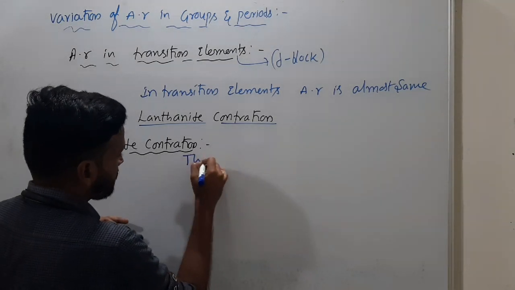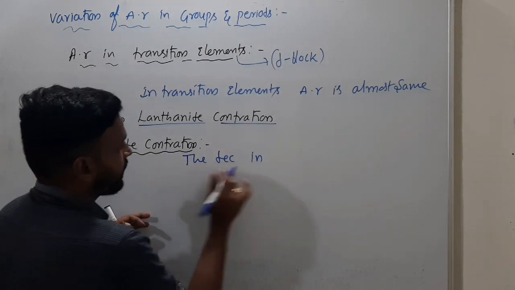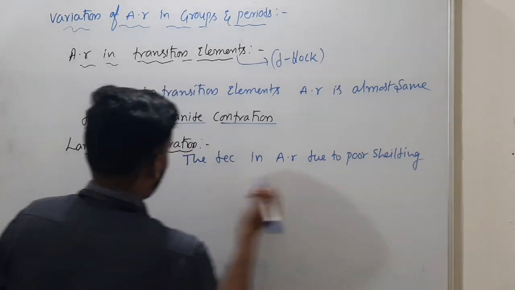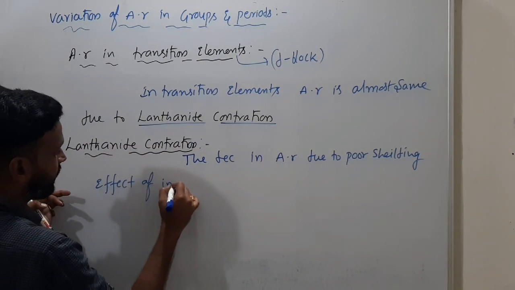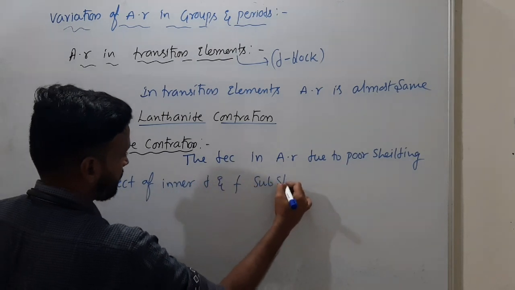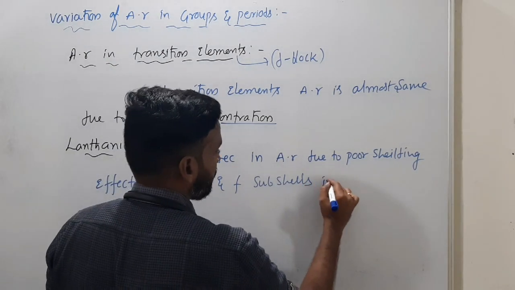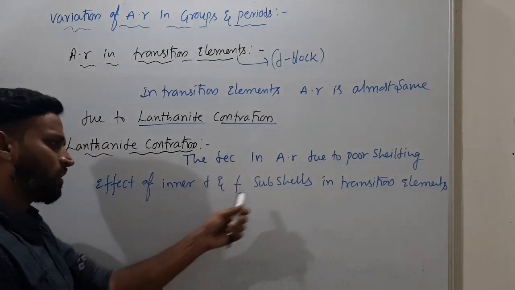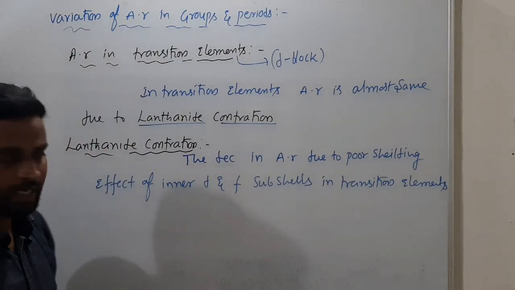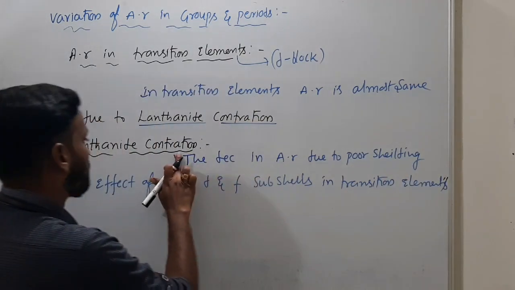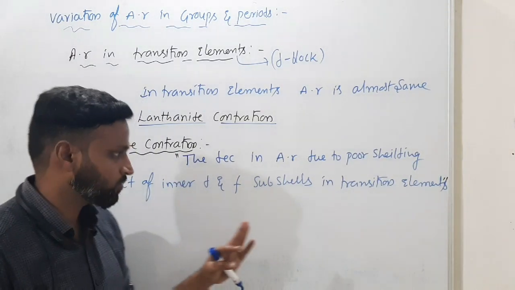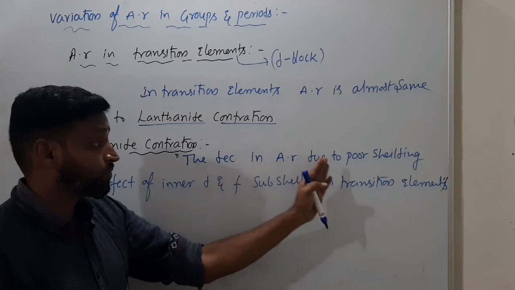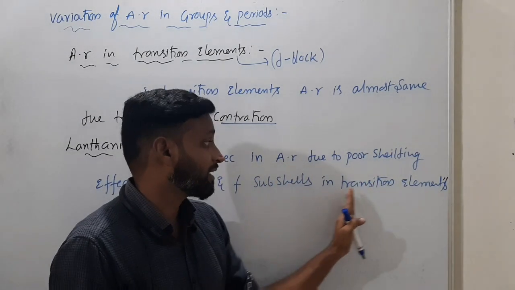Lanthanide contraction means the decrease, contraction means decrease, I told you, right? The decrease in atomic radius due to poor shielding effect of inner D and F subshells in transition elements, or in F block elements, is called Lanthanide contraction. Write down this definition, everyone, very important. I will give the explanation, no doubt, but first write down the definition. Lanthanide contraction means the decrease in atomic radius due to poor shielding effect of inner D and F subshells in transition elements.